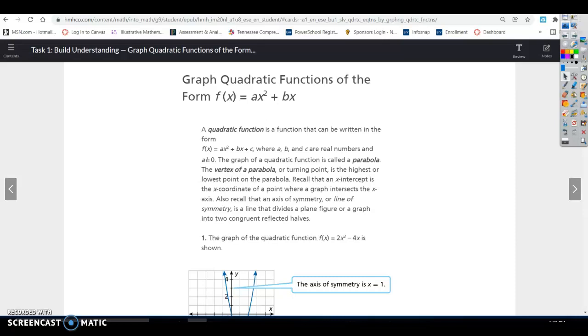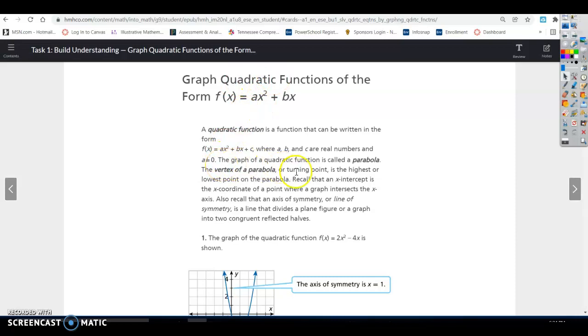All right, so a quadratic function is a function that can be written in the form f of x equals ax squared plus bx plus c, where a, b, and c are real numbers and a is not equal to 0. This is standard form, and it's important to know that a cannot be 0. If a is 0, this first term disappears and there's no x squared. And remember, I just told you it has to have an x squared. That's what makes it quadratic.